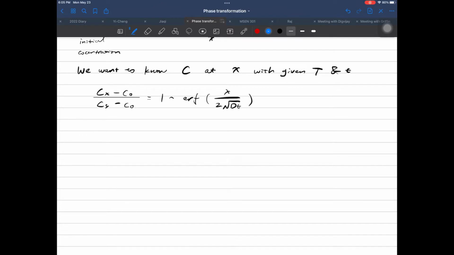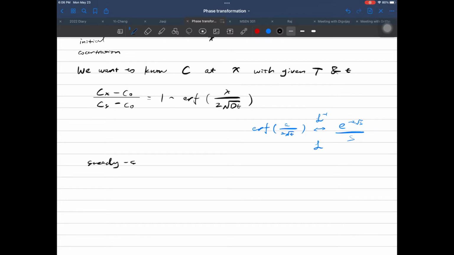You may wonder, where is the error function from? The error function is from the Laplace transform. For those who have studied ordinary differential equations, you know that Laplace transform is a very powerful tool to solve differential equations. I will not go through the details here.